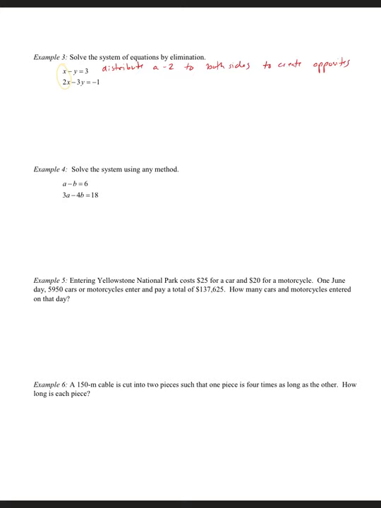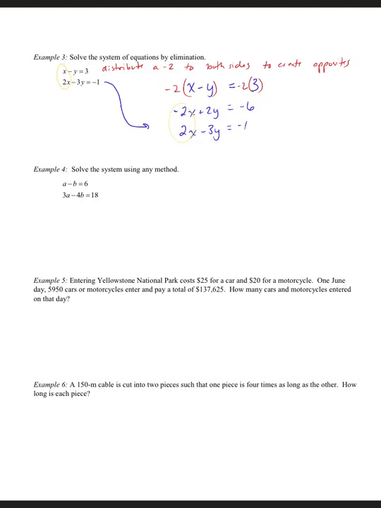So I'm going to write the original, x minus y equals 3, and I'm going to distribute a negative 2. So I have negative 2x plus 2y equals negative 6. Now I'm going to bring down my other equation, which was 2x minus 3y equals negative 1. Now you can see I do have that pair of opposites. So now you can add them together and then solve the problem.